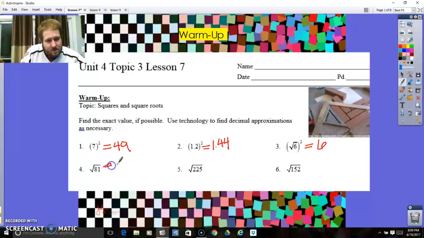The square root of 81 is both positive and negative 9. And the square root of 225 is both positive and negative 15. Square root of 152. Now this is both positive and negative.